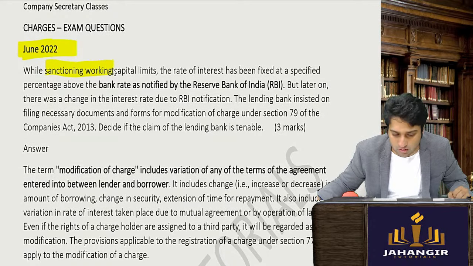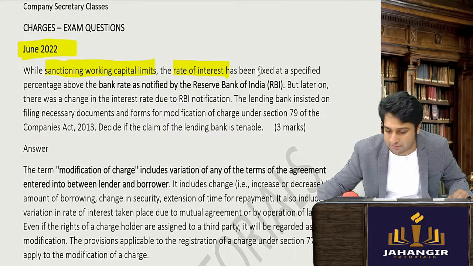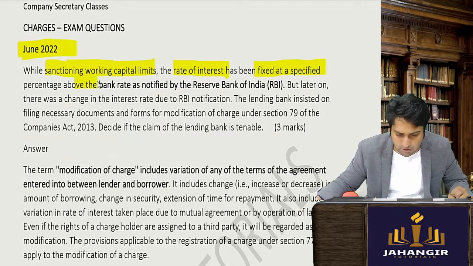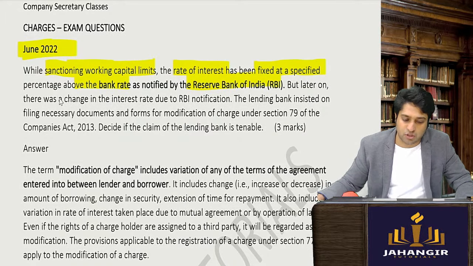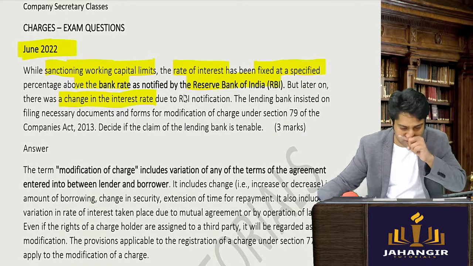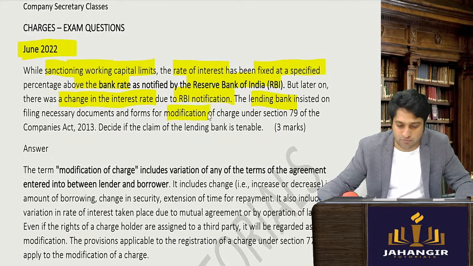While sanctioning the working capital limits, the rate of interest has been fixed at a specified percentage above the bank rate as notified by the RBI. But later on there was a change in the interest rate due to the RBI notification. The lending bank insisted on filing the modification of charge.